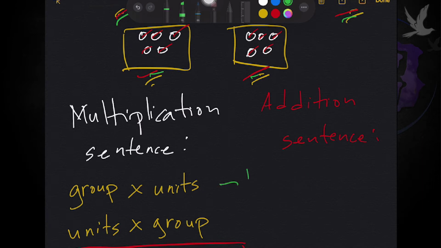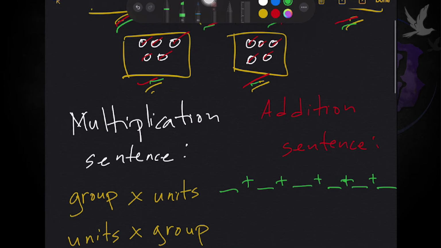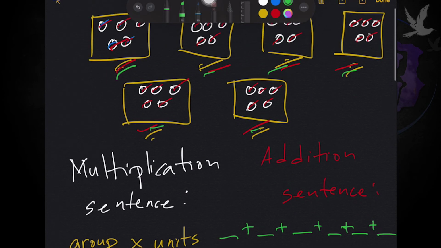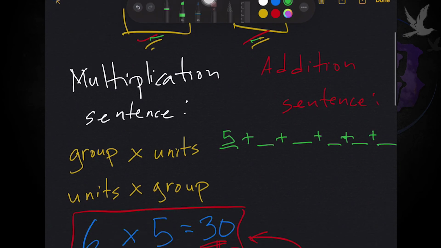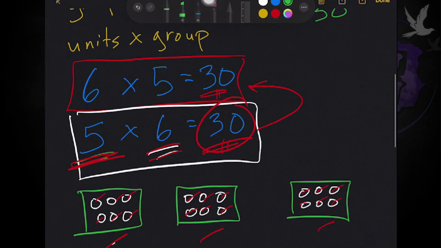We have 1, 2, 3, 4, 5, 6. Okay? 6 groups, no? Then, how many units tayo kada isang group? It's 5. So, we have 5 here, 5 there. So, this is basically the relationship between multiplication and addition sentence. And if you're going to add this sentence, it will give you 30. Okay, just the same as this one.